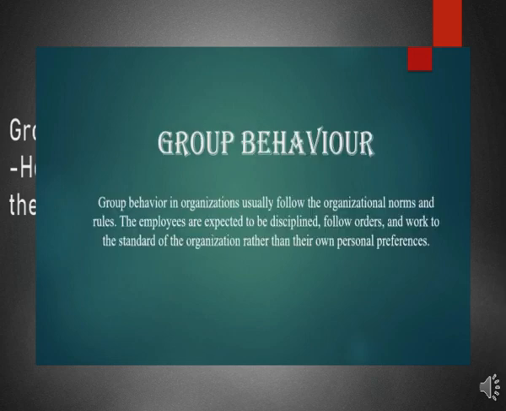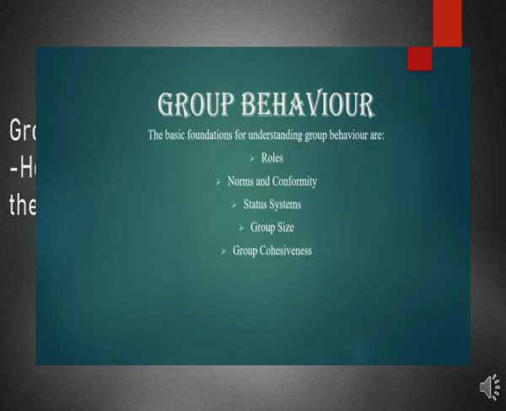Group behavior. Group behavior in organizations usually follows the organizational norms and rules. The employees are expected to be disciplined, follow orders, and work to the standard of the organization rather than their own personal preferences. Now, there are five basic foundations for understanding group behavior. These include roles, norms and conformity, status system, group size, and group cohesiveness.